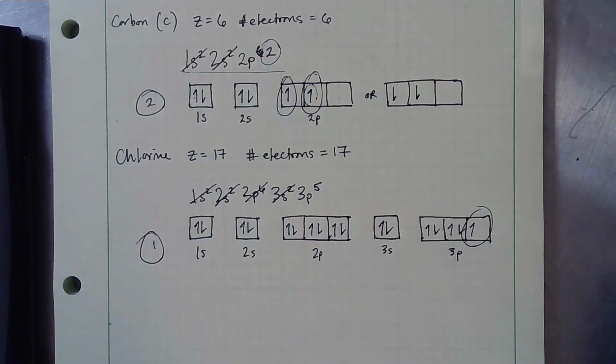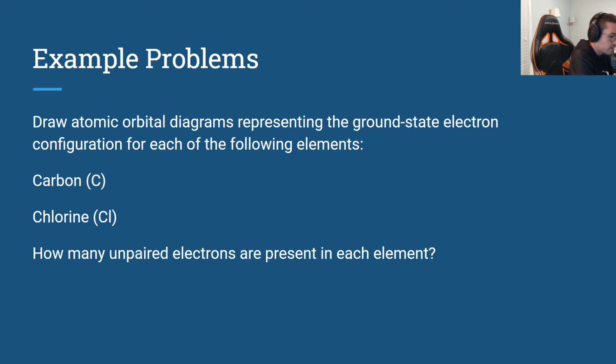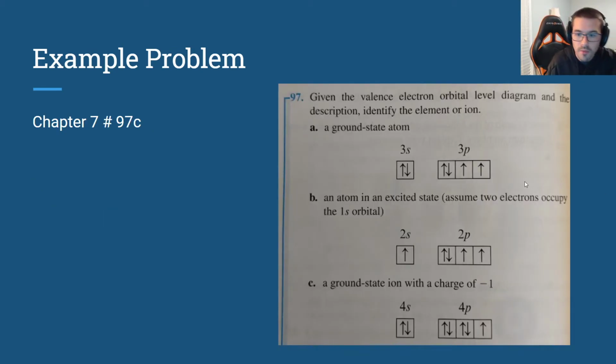Okay, and let's get to the last problem, which is a problem from the book. This is also in Chapter 7, number 97, Part C. Given the valence electron orbital level diagram and the description, identify the element or ion. Okay, so I'm not going to pull this up on paper, I'm just going to talk about it. So we're looking at Part C here.